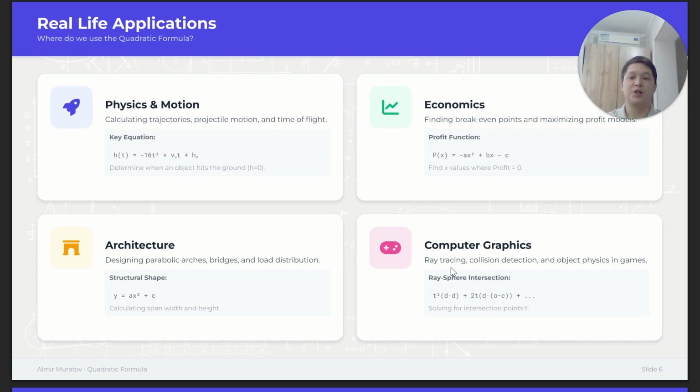So I think the lesson is going to be finished here. To conclude, the quadratic formula is a master key for solving complex equations, optimizing business profits, and even programming the physics of your favorite video games.